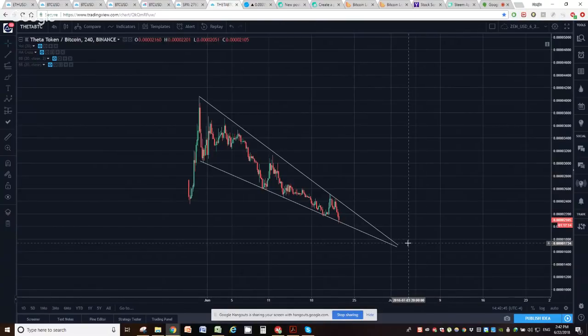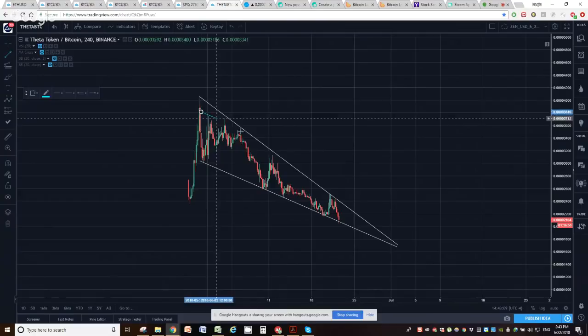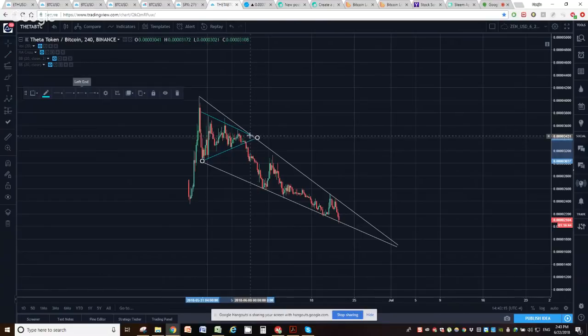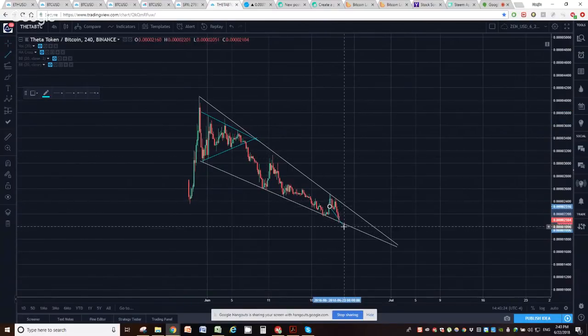And identify as many patterns as you can find. Now, usually if you see a big pattern, within that big pattern you'll see all the smaller patterns that might look like this. So here's a symmetrical triangle. And what happened to this symmetrical triangle? It broke down, okay? We can maybe see a small downward wedge being formed here as well, potentially, okay?